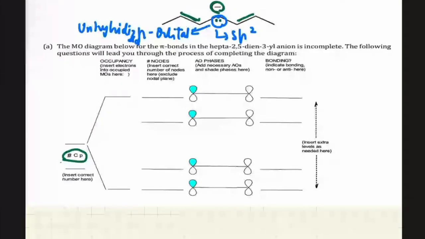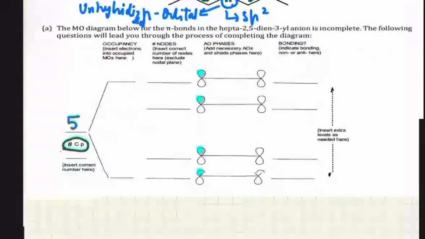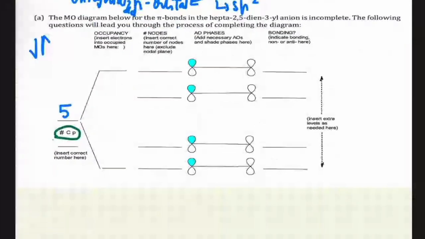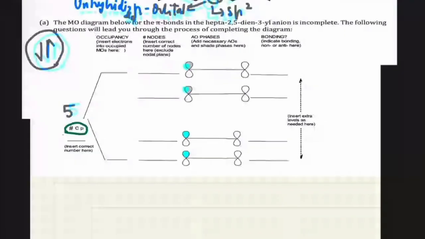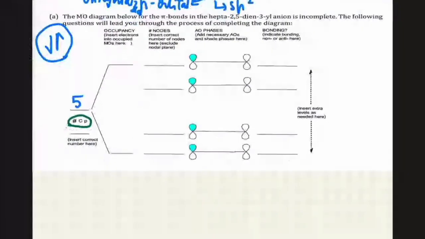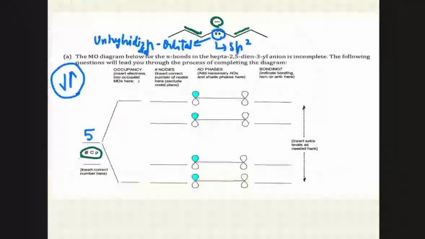So now we have counted 5 atomic p orbitals, which we can write over here on the left. Then we have to focus on the occupancy, the electrons, right? For electrons, we show a pair of electrons like this. So this is what we will do. We now have to count the number of electrons that are present in these unhybridized p orbitals, right?